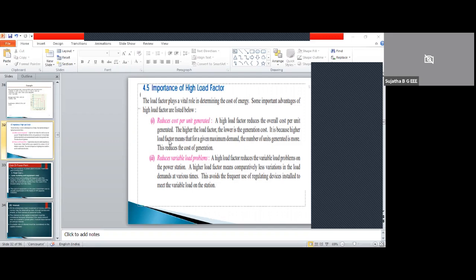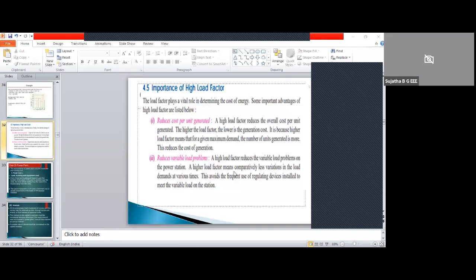It is because higher load factor means for a given maximum demand, the number of units generated is more. So this reduces the cost of generation. And one more advantage is that it reduces variable load problems. A high load factor reduces variable load problems.